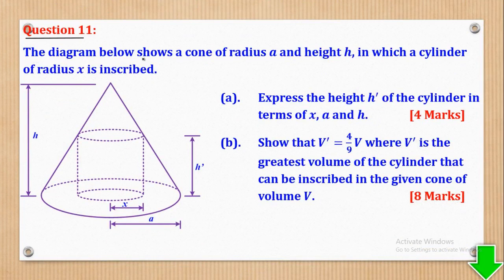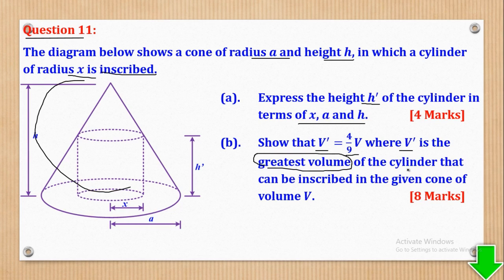Question 11 says the diagram below shows a cone of radius a and height h, in which a cylinder of radius x is inscribed, as you can see it here. Part A, express the height h prime of the cylinder in terms of x, a, and h. Then part B, show that v prime is equal to 4 over 9 v, where v prime is the greatest volume, note this word, greatest volume, of the cylinder that can be inscribed in the given cone of volume v.